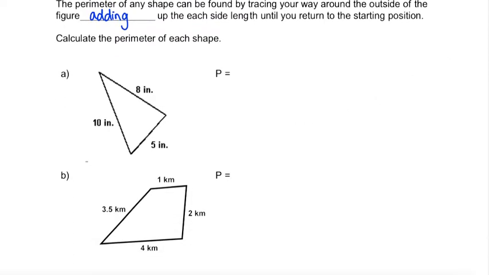So if I was looking at calculating the perimeter of this triangle here, I would simply just add up 10, 8, and 5, because those are my outside edges. So 10 plus 8 plus 5. And I can either do this using my mental math or I could use a calculator if I need to. So 10 plus 8 is 18. And 18 plus 5 is 23. And I always want to take a look at what my units are. So right now this is being measured in inches, so I want to include my inches in my final answer in order to get full marks.